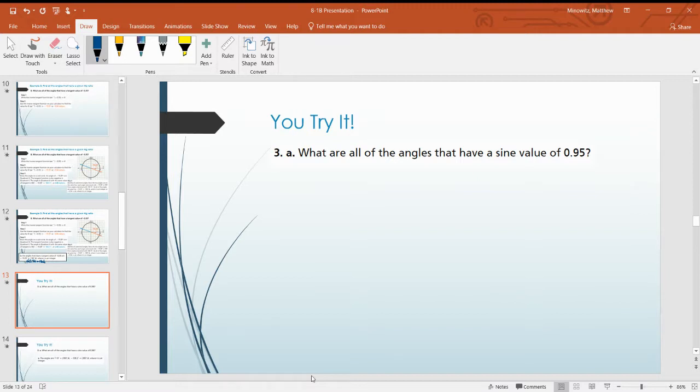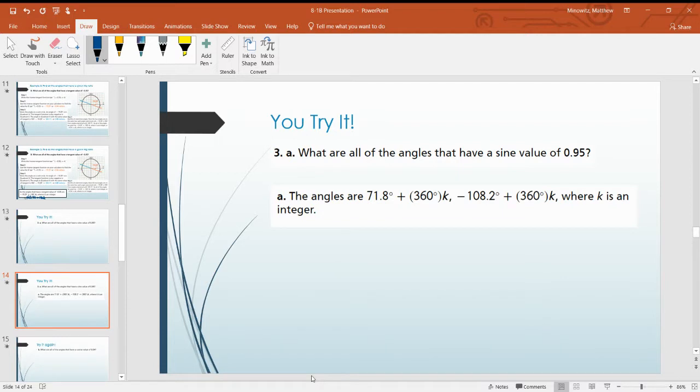Okay, so sine is positive in quadrants 1 and 2. Okay, so this answer, I don't like this answer. That answer is wrong. So 71.8 degrees is the first quadrant angle. And then the second quadrant angle is 180 minus 71.8 to get into the second quadrant, which should be 108.2 degrees plus 360k.